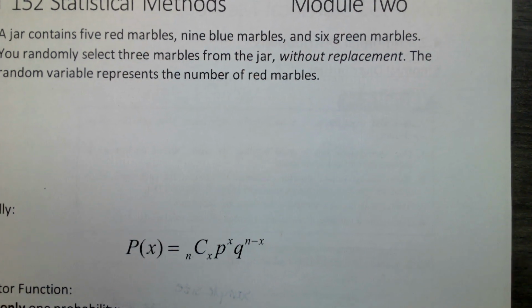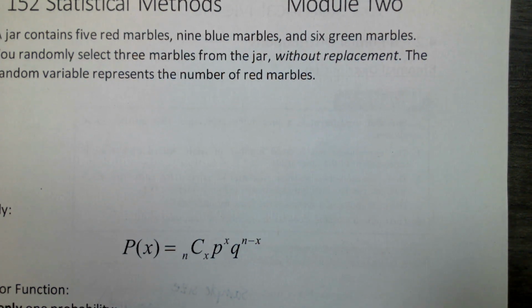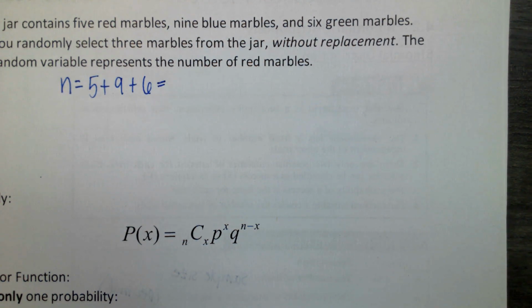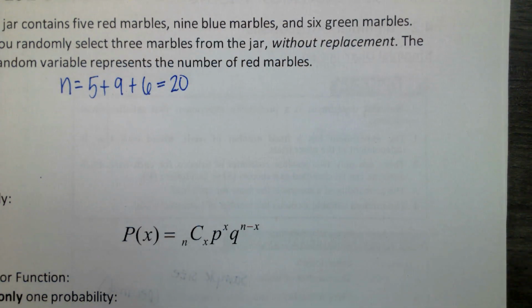Alright, first, let's identify N, P, Q, and then we'll talk about why this isn't a binomial experiment. So N, it doesn't tell us outright how many marbles we have, so we have to calculate that ourselves. So 5 plus 9 plus 6. That's 20.